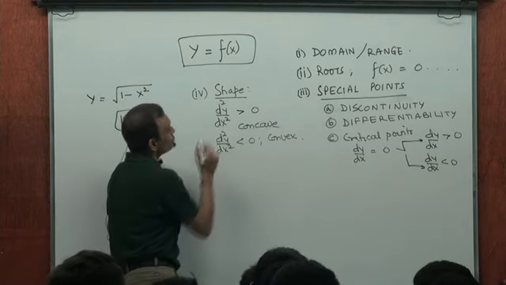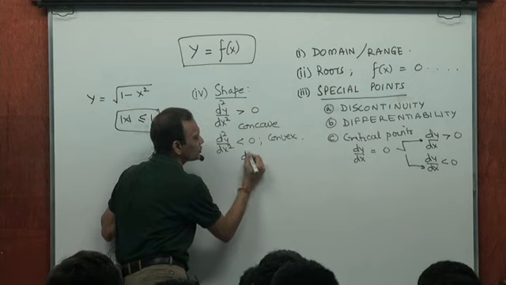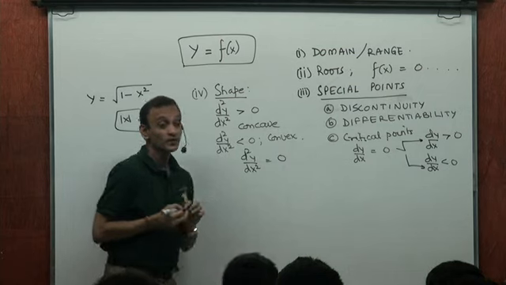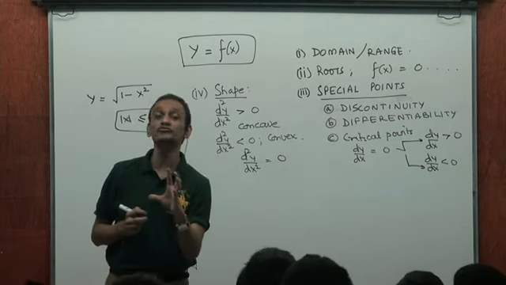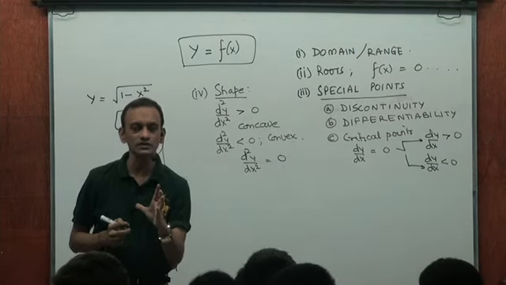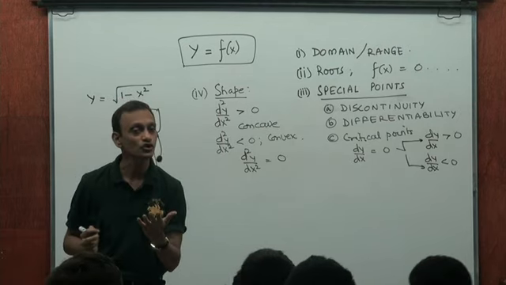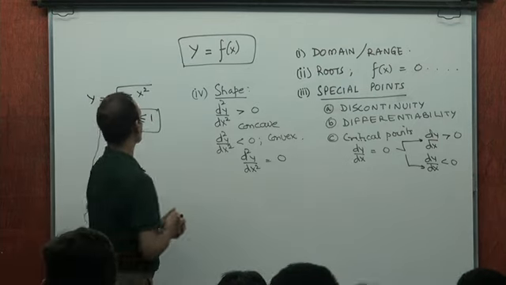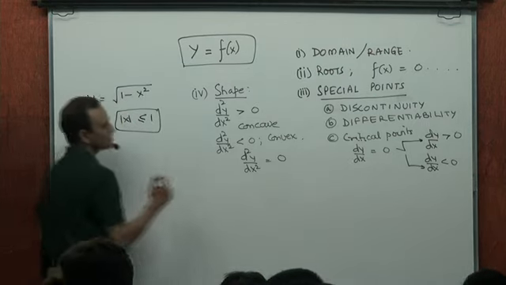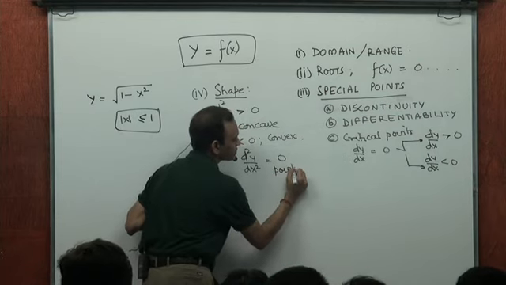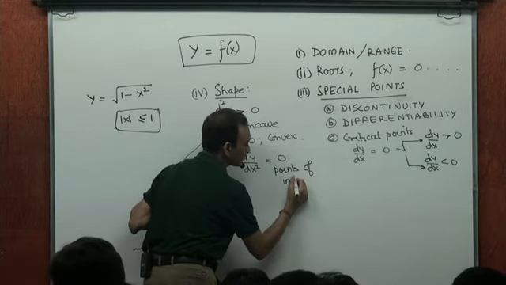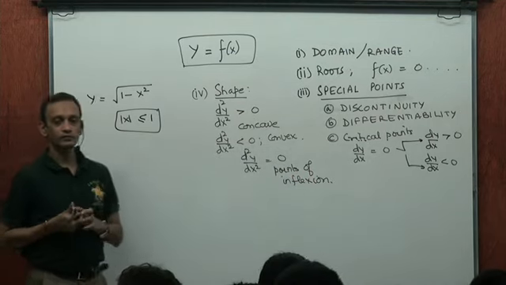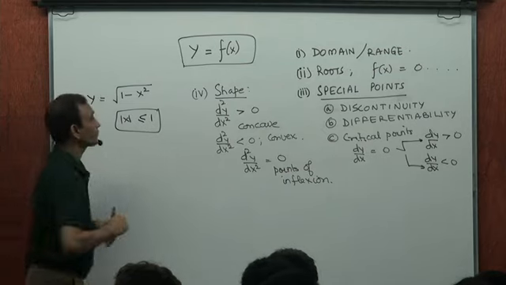And therefore, as a consequence of this, you would also want to find points where d2y/dx2 becomes equal to 0. This would in general mark points of inflection, points where the curve changes from concave to convex or convex to concave, right? This is points of inflection.